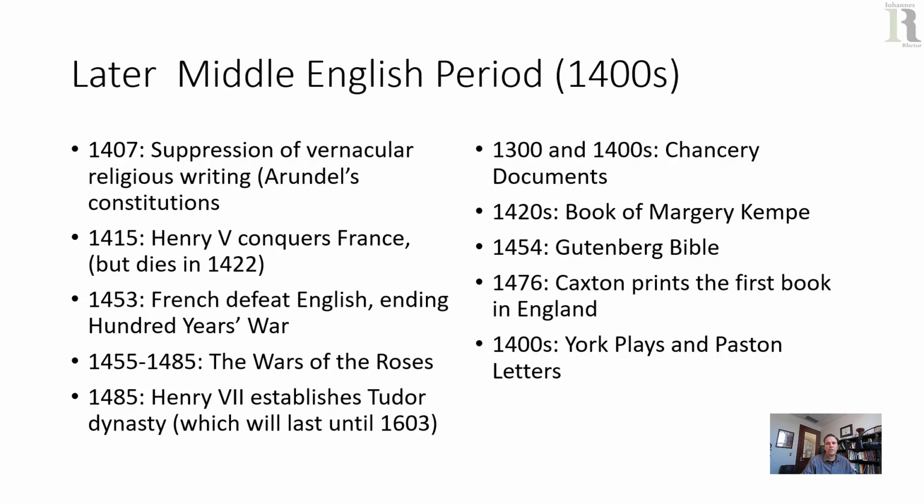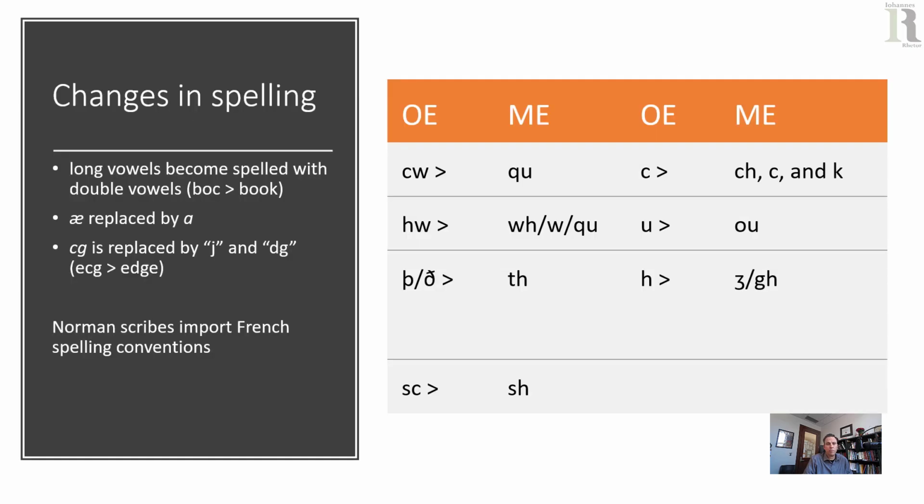So this is just a little bit about the historical context of the later Middle English period, the important political and technological and cultural developments that affected the history of the English language. And all of this affects spelling. So let's just briefly talk about spelling in the Middle English period. For one thing, long vowels become spelled with double vowels.